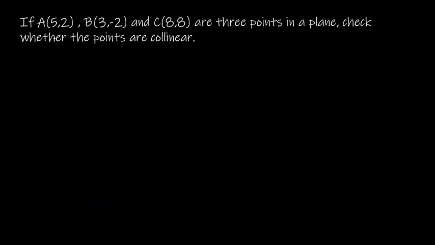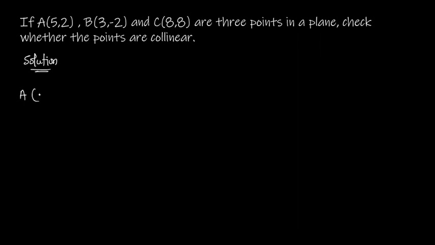So if A with the coordinate 5, 2, B 3, negative 2, and C 8, 8 are 3 points in a plane, check whether the points are collinear or not. Alright, so let's write down our solution. So you can go ahead and try calculating the gradient for the point AB, BC, and then AC to see if you will get the same answer for the gradient. Alright, so let's go ahead.